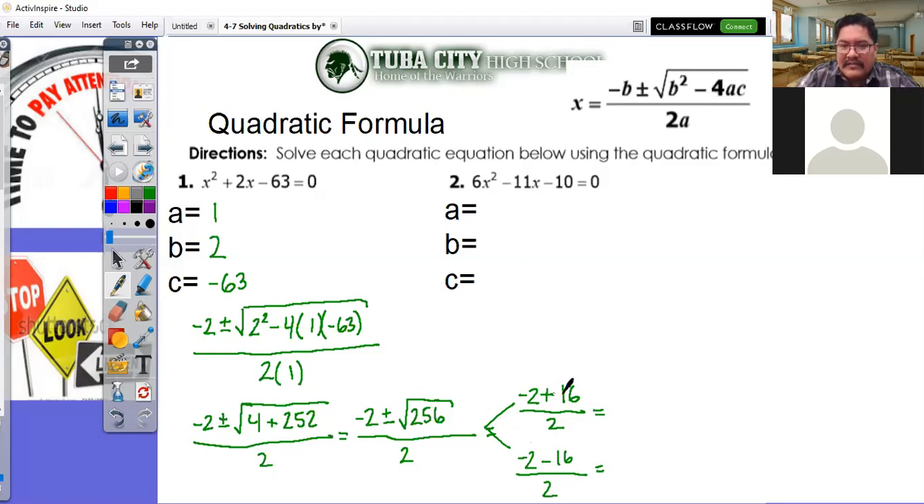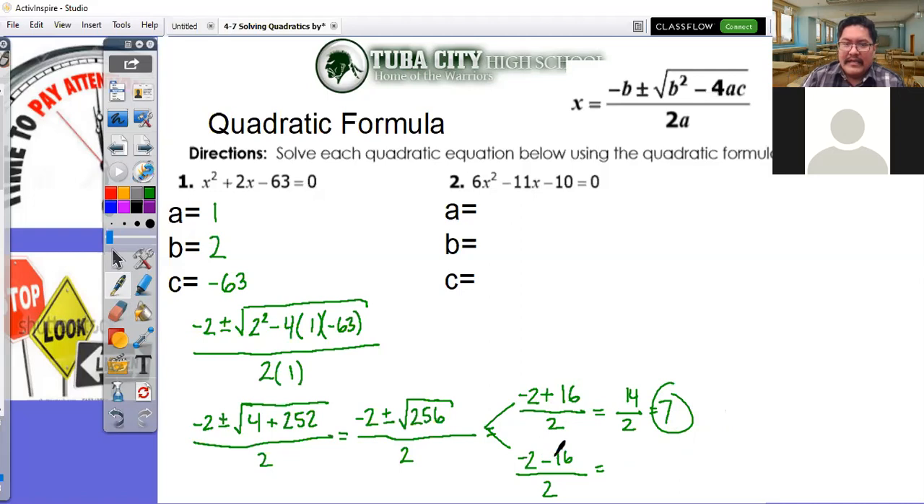Then from here, I have 16 minus 2, which is negative 14 over 2. Oh wait, no, that'd be positive 14, sorry. 16 minus 2 would be positive 14, and 14 divided by 2 would be 7. So actually I have one of the solutions.